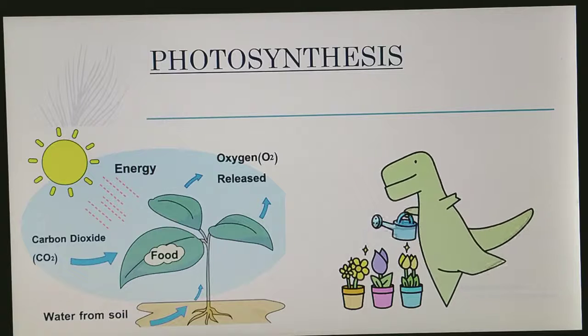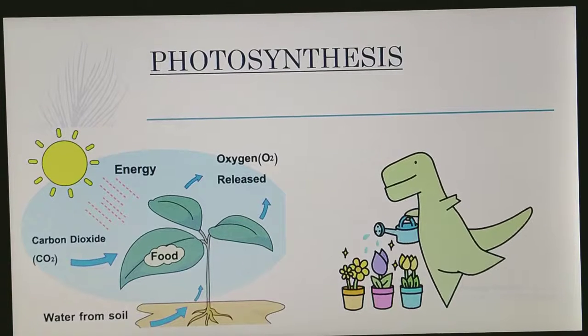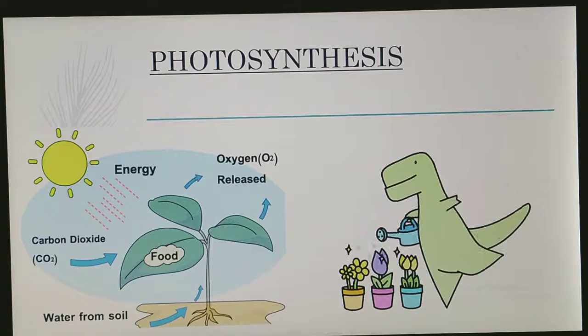The organisms which make their own food from the simple substances present in the environment are called autotrophs. Autotrophs are the producers of food, so they are called producers. In this slide, you have a picture of photosynthesis of a plant. The process by which green plants make their food is called photosynthesis. By photo, we mean light, and synthesis means building up.